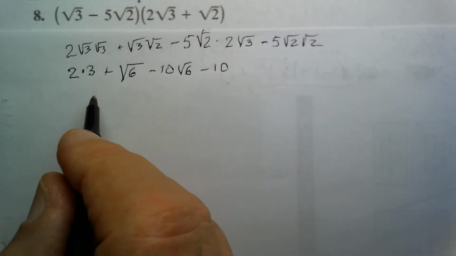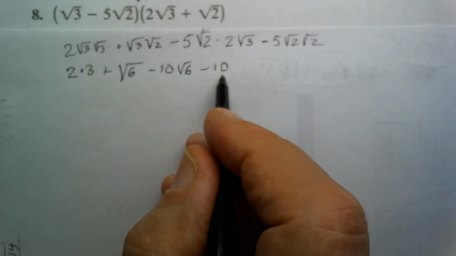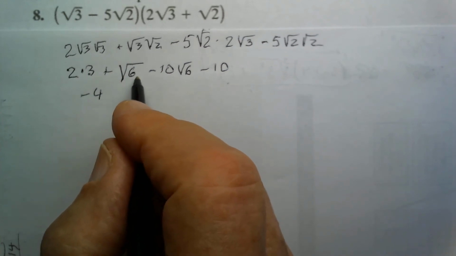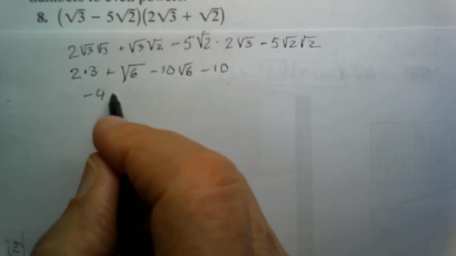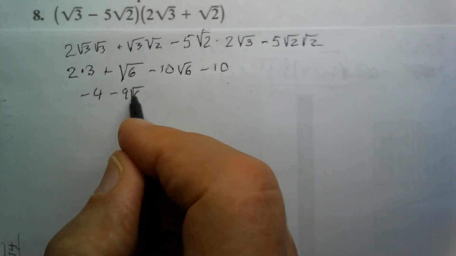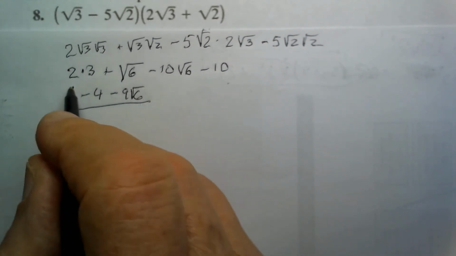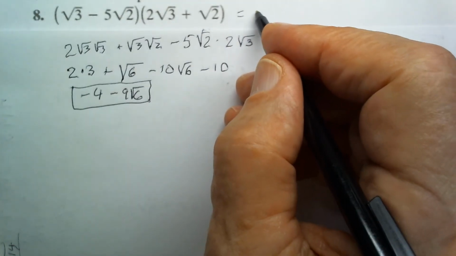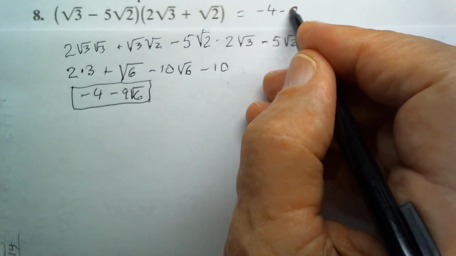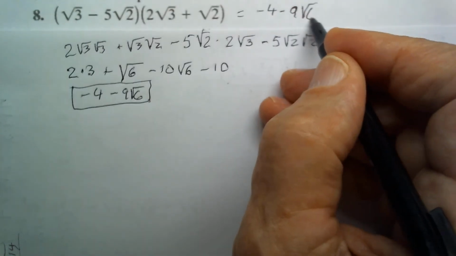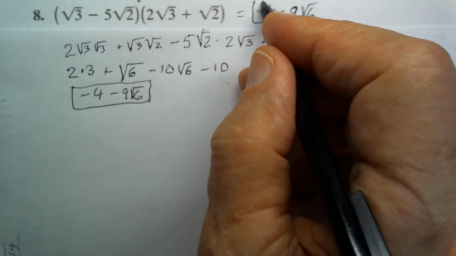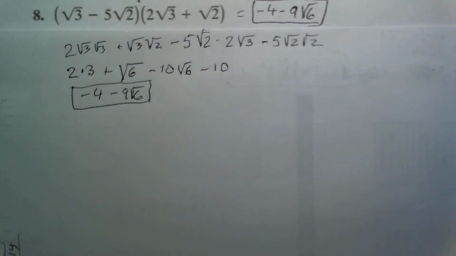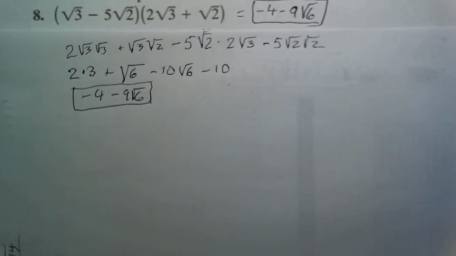When we combine like terms, 2 times 3 is 6. Minus 10 is minus 4. And 1 times radical 6 minus 10 times radical 6 is minus 9 times radical 6. So that is then the final answer to this exercise here. So minus 4 minus 9 times radical 6. So a lot of details, but you get used to that.